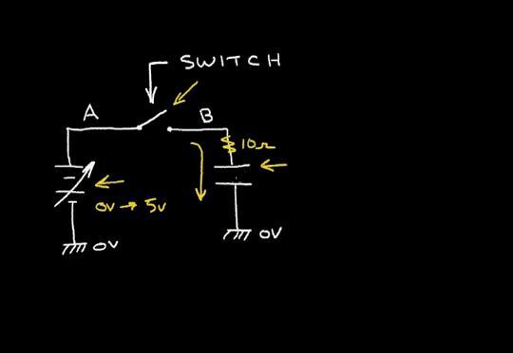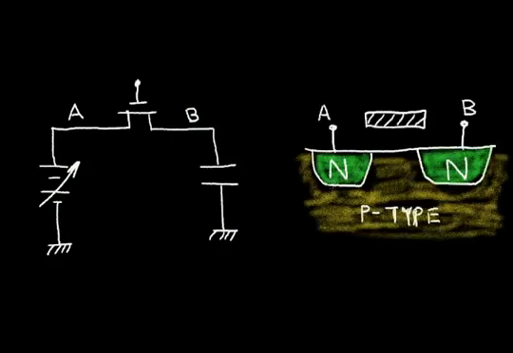So let's consider how to replace this mechanical switch with a CMOS switch. So let's consider using an N-channel MOSFET for this switch. Here I've replaced the mechanical switch with an N-channel MOSFET.